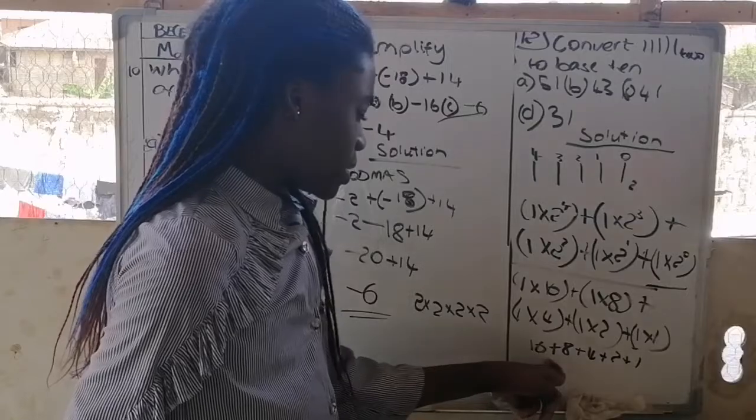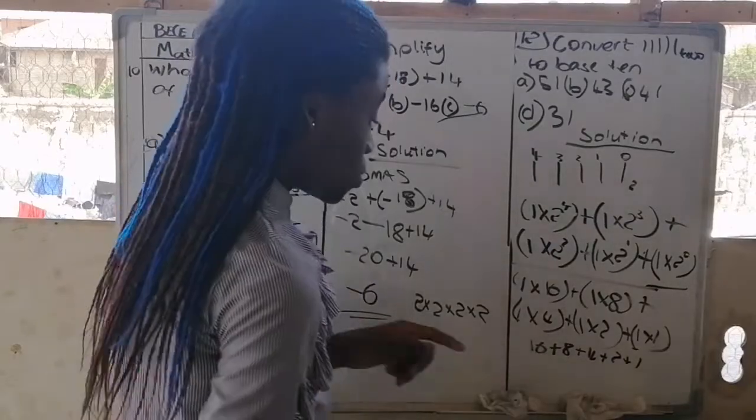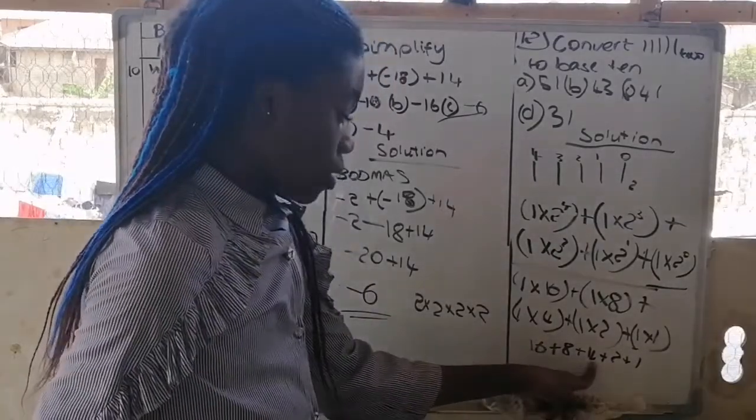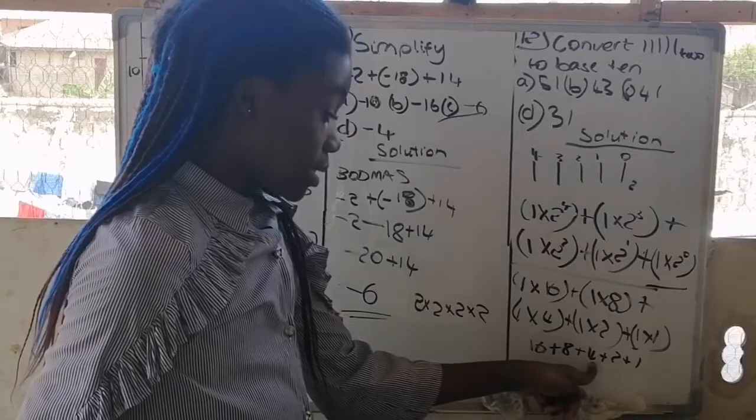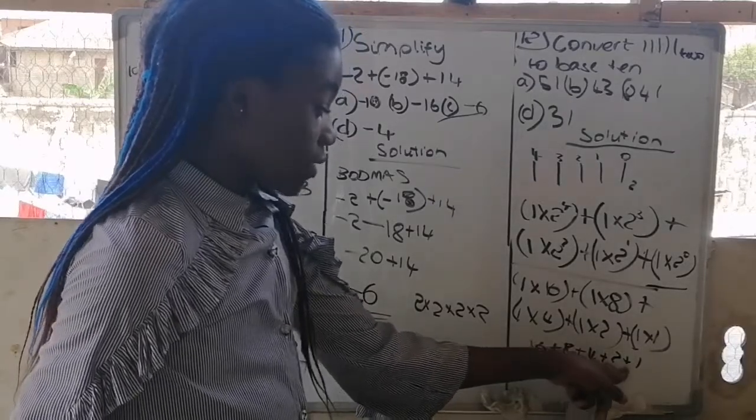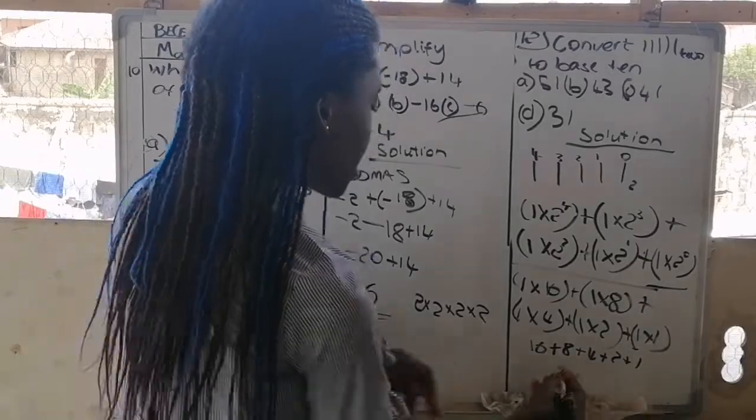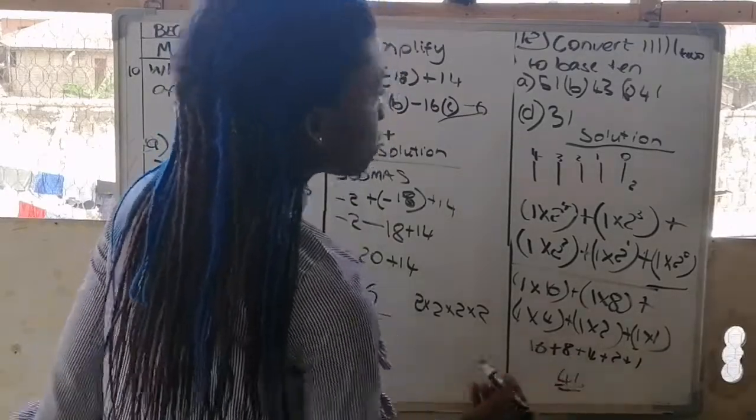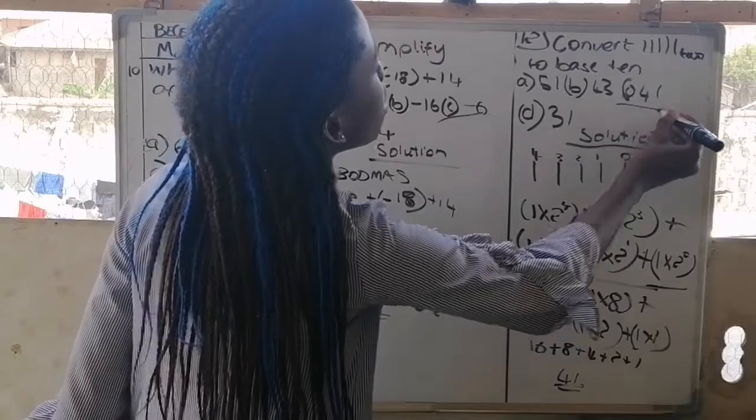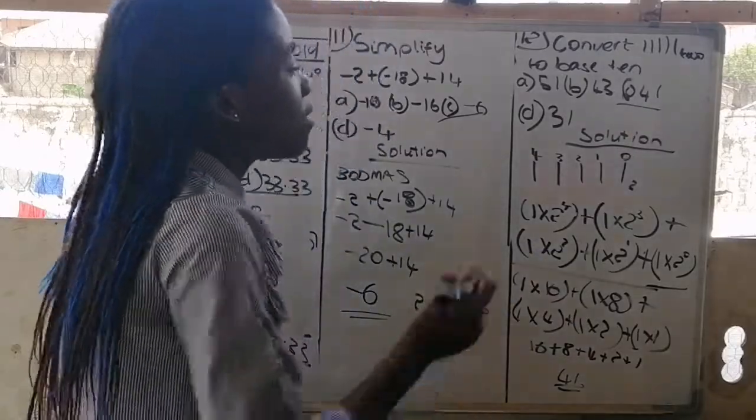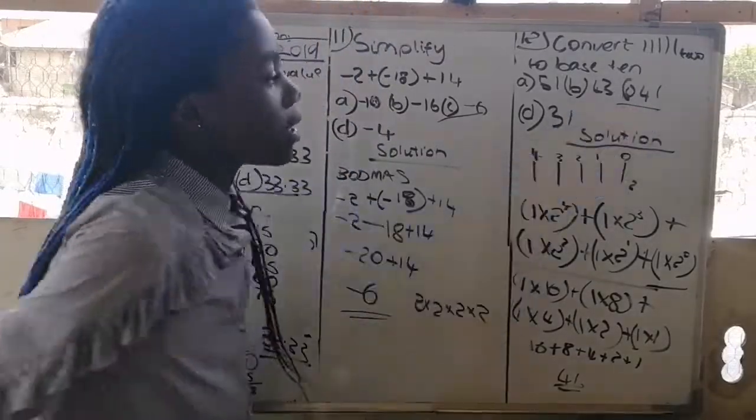16 plus 8 is 24. 24 plus 4 is 28. 28 plus 2 is 30. 30 plus 1 is 31. So our final answer is 31. So now option C is 31. Therefore, this is our correct answer.